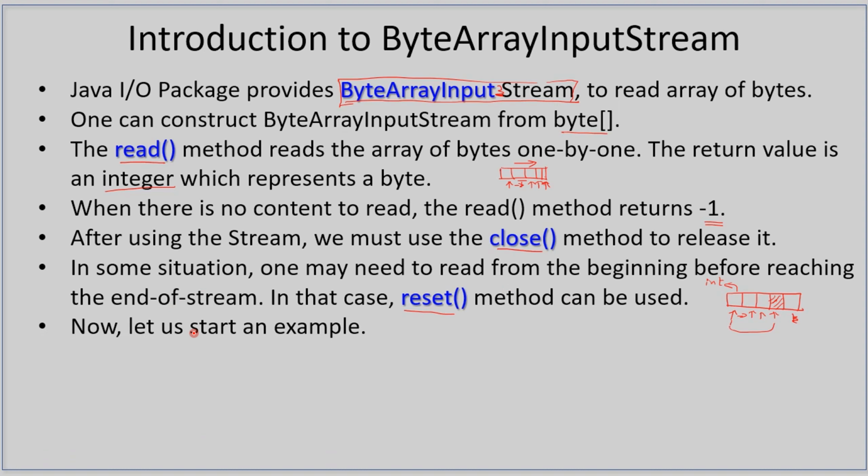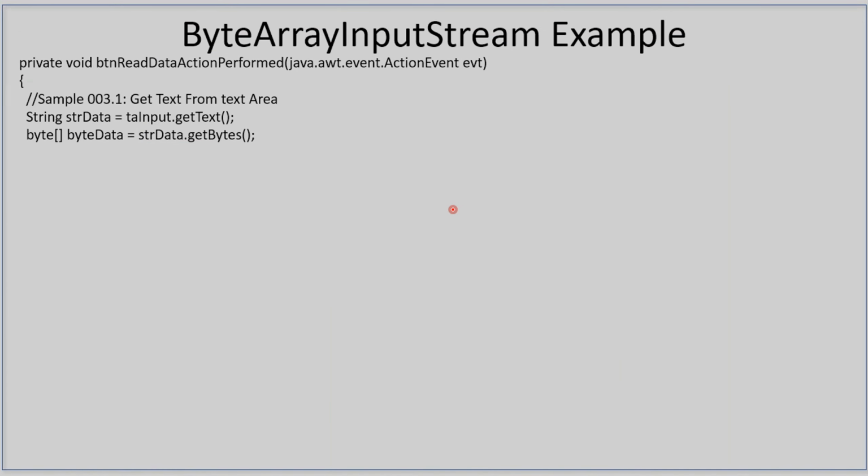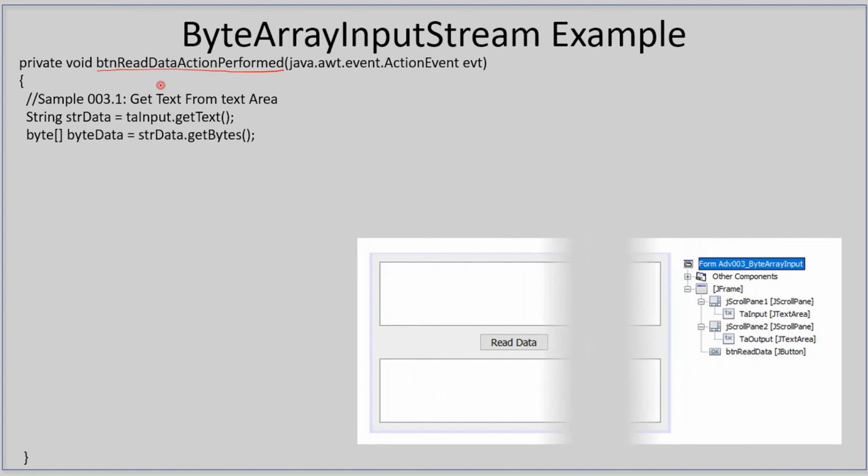Now let's start an example and make use of byte array input stream. So here, if you see, we have only one button in the UI, btnReadData action performed. So this is the UI we are going to construct. When we go to the demo, that time you will see how to create this UI. And TA input.